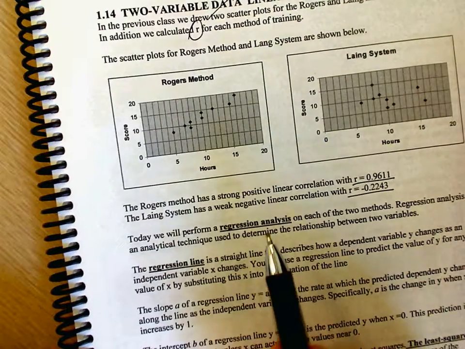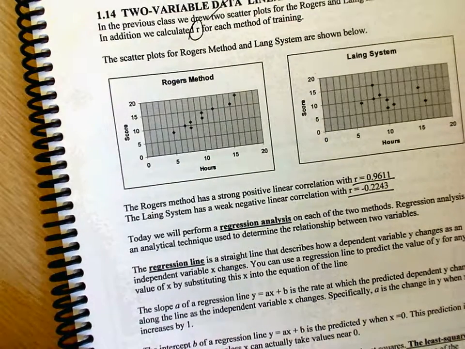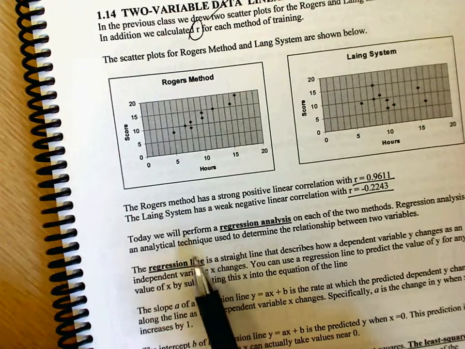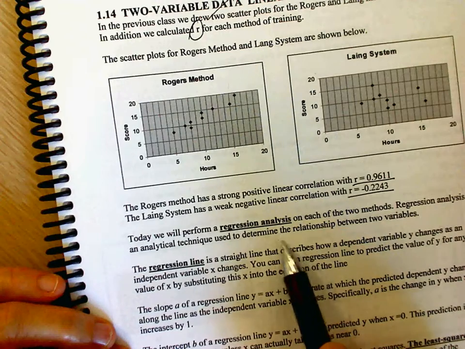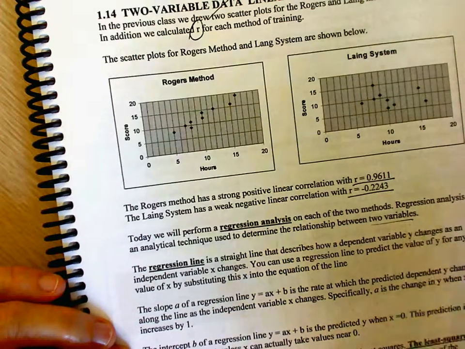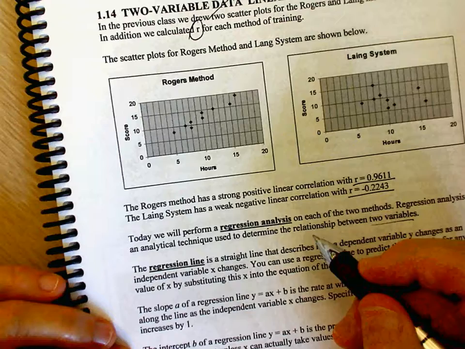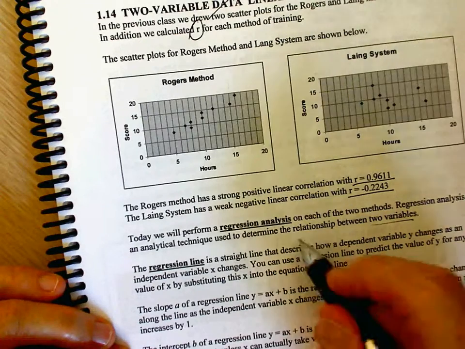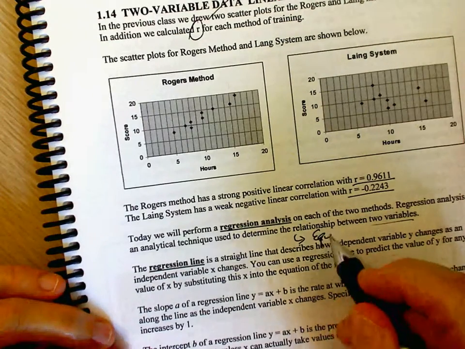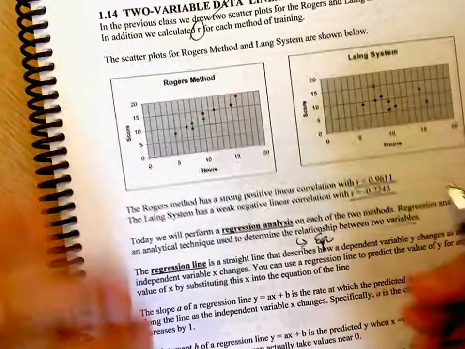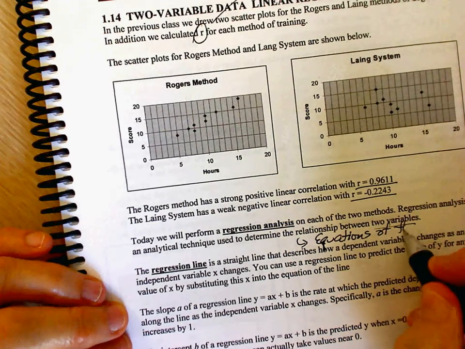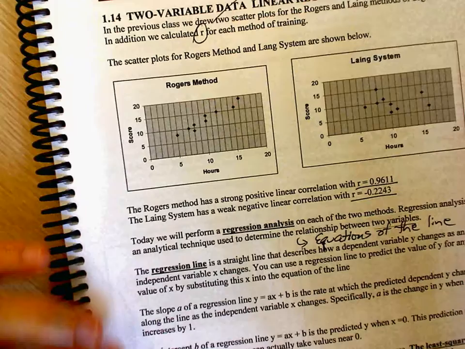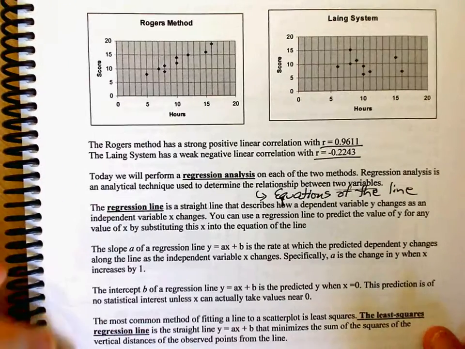Today we will perform a regression analysis. All that means is we are going to use a formula, an analytical technique, to determine the relationship. In other words, we're going to find the equation of a line. We want the equations of the lines of best fit. That's all we're trying to do.